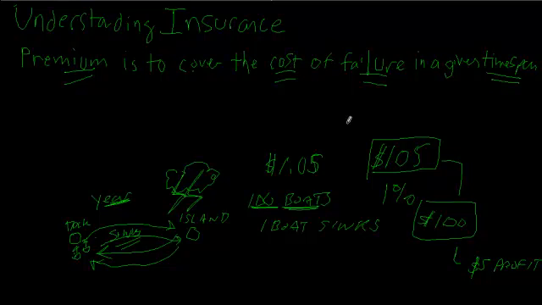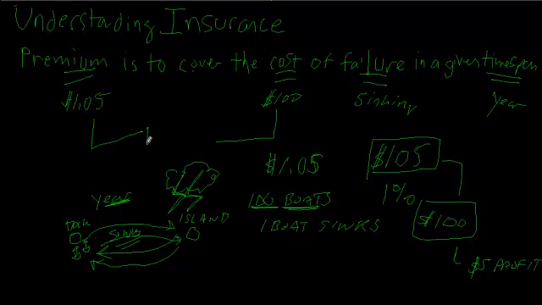So a premium is to cover the cost of failure in a given time span. In our example with the boats, the time span is a year. The failure is sinking. The cost of the sinking is $100, and the premium to cover that cost is $1.05. If you want to understand how a premium comes together, it's by looking at the risk, and our risk is 1 in 100. Obviously, it's much more complicated when you start factoring in all these different things, but our example is very simple. It's just a very basic example of how insurance works.